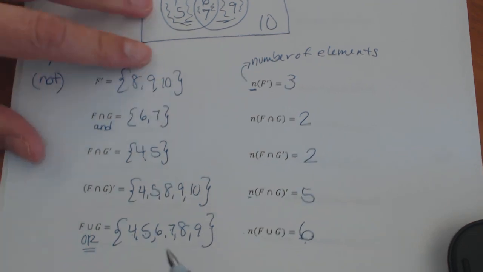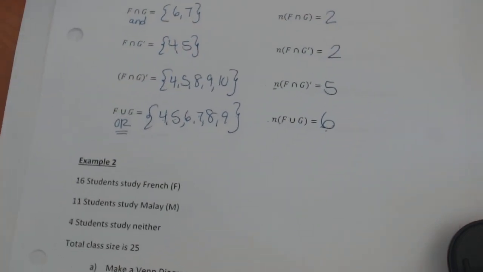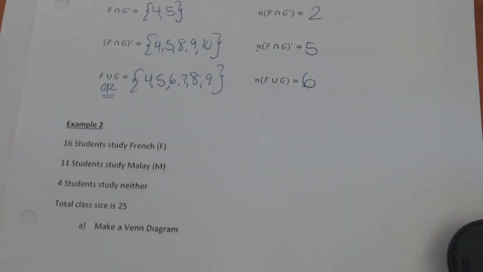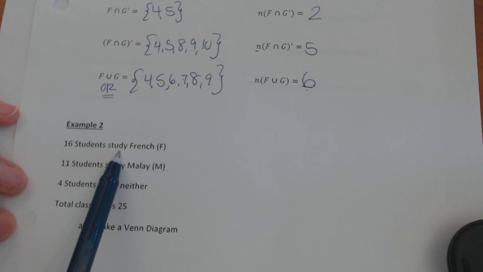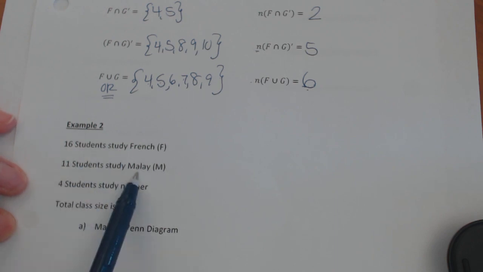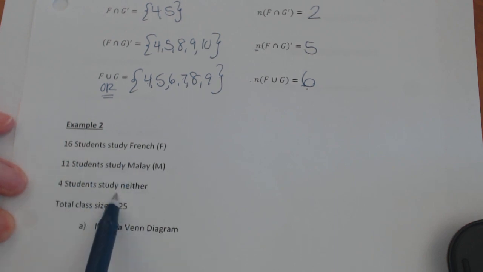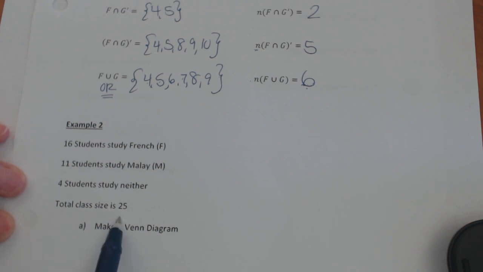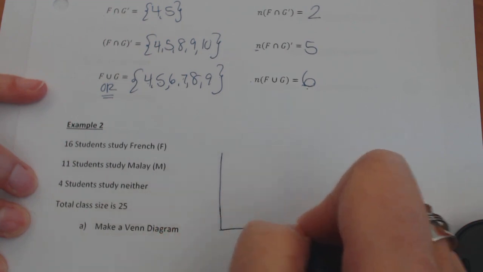Okay. Next one, example 2, which is the last example that we have. In example 2, we have 16 students that study French, 11 students that study Malay, 4 students study neither, and we have a total class size of 25. The first thing that they want you to do is make a Venn diagram.